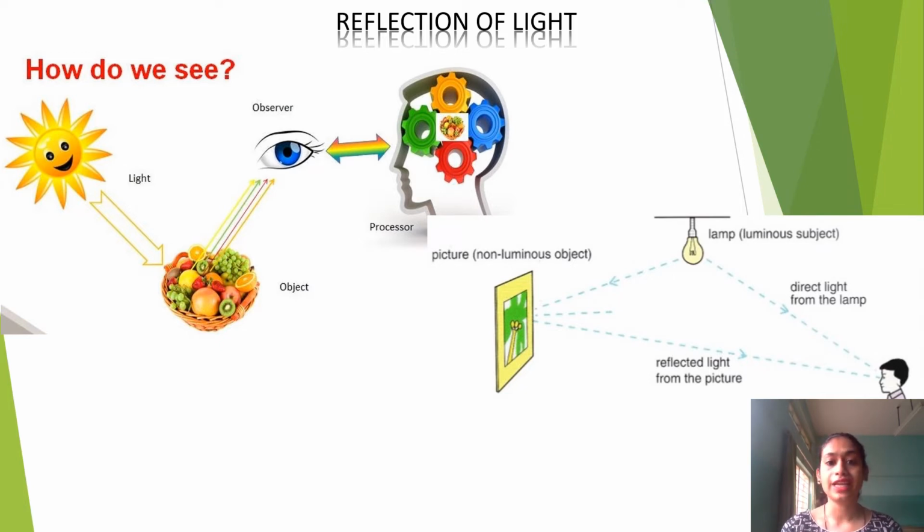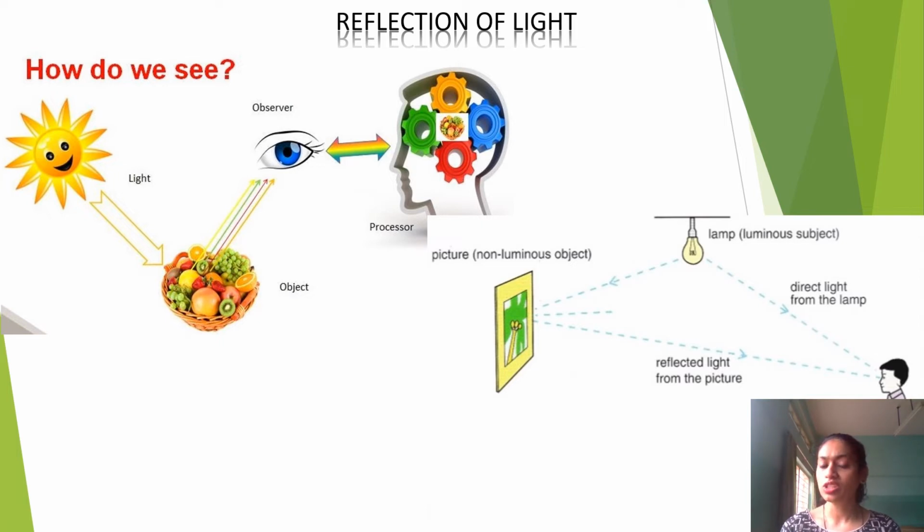The reflection of light can be roughly categorized into two types. The first one is specular reflection, which is defined as light reflecting from a smooth surface at a definite angle, whereas diffuse reflection is produced by a rough surface that tends to reflect light in all directions. So these are the two types of reflection that we have seen right here.